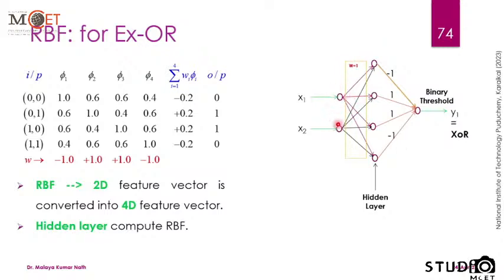Previously, only the input layer and the output layer were present. So that means more layers are introduced into the network. This is nothing but the hidden layer. By the help of a radial basis function, we are making a 2D feature vector into a 4D feature vector. I'm increasing the dimension. What we understood from here is that as we increase the number of layers, more and more complex features about the data can be extracted.